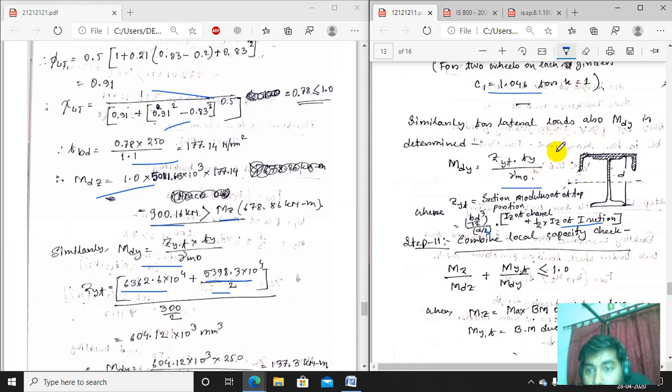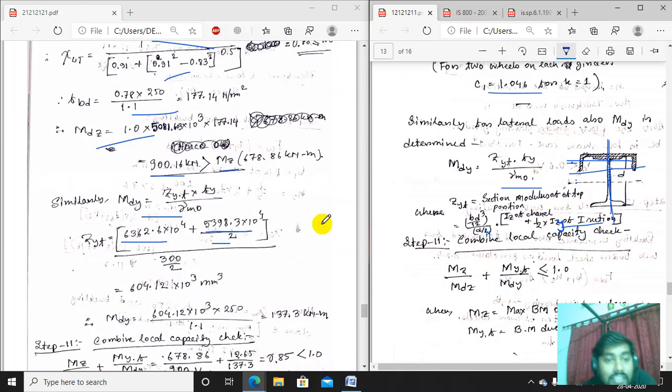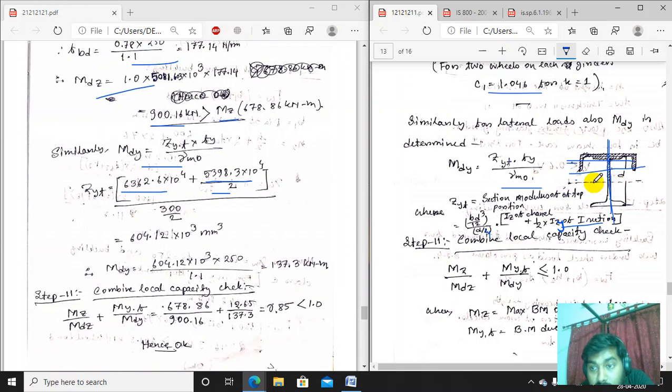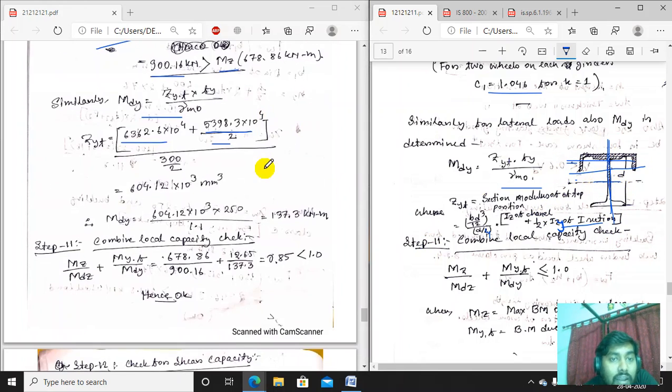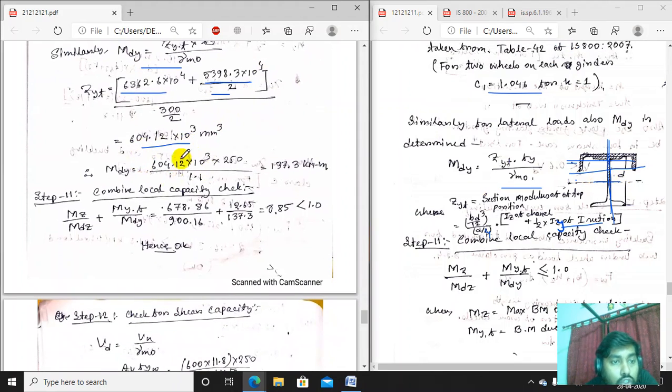One thing, Iz of the channel will be the same, and Iy of the channel, because we are determining the Y section, so it will be Iy of the channel. Iz, because that Y section, Iz passes through the Y section of the channel that I have told you in the earlier section, so it will be Iz of the channel and Iy of the I section by 2. That is the value, because it is the half value. So putting the value here, we are getting 604.12. So putting all the values, we are getting 133.7.